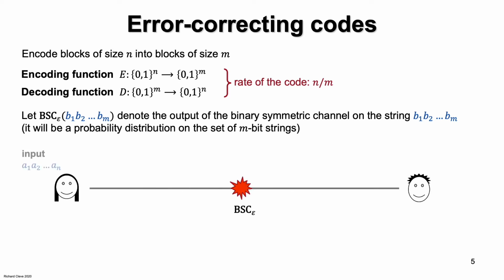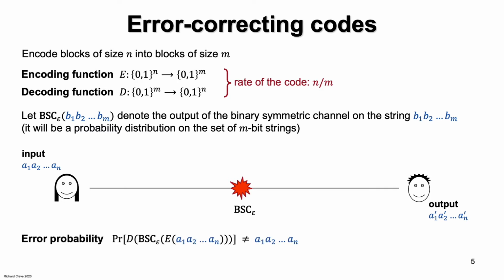To communicate a string A, Alice applies the encoding function to produce an m-bit string. Then Alice sends those bits through the noisy channel where some of the bits might get flipped. Bob receives the perturbed encoding at his end and decodes it to produce an n-bit string that I'll call A prime. The error probability is the probability that A and A prime differ in at least 1 bit position. To succeed, every single bit of A has to be recovered by Bob.